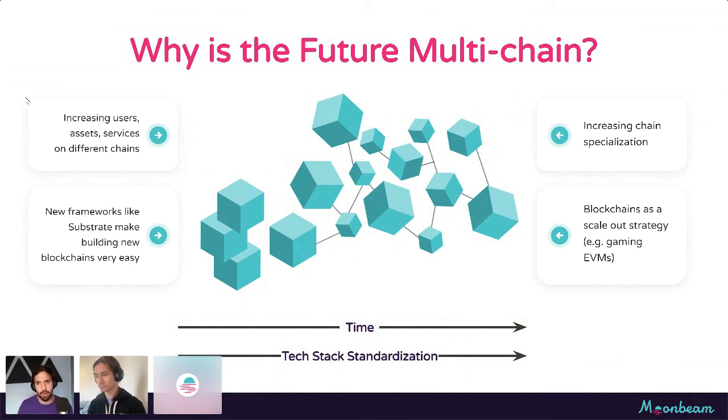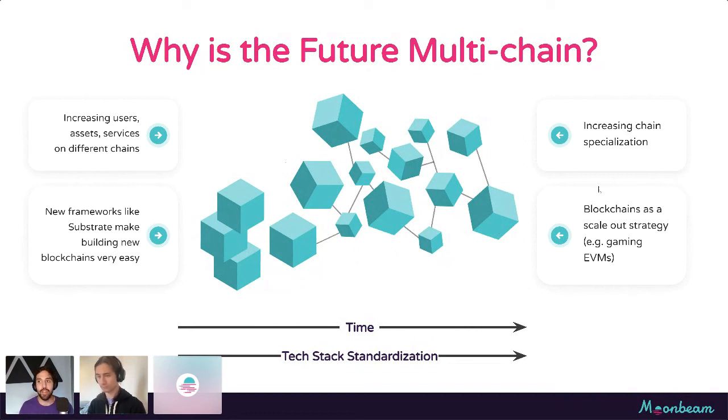And it's actually going to accelerate because of new frameworks like Substrate, which is what Moonbeam is built on, and other frameworks like the Cosmos SDK, which make building a blockchain very easy compared to before, when you had to build basically the whole code from scratch. So if you need a blockchain that is specific to a very narrow objective, you're going to be able to build your own blockchain somewhat easily, right?